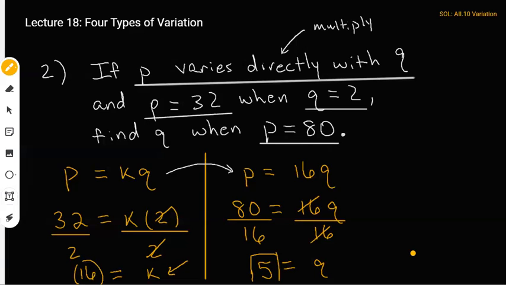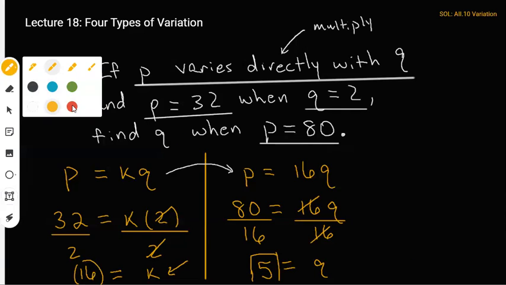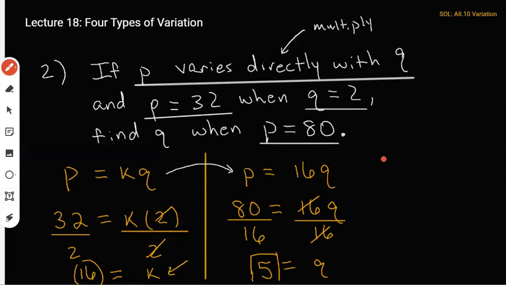So this is called solving for the missing variable. And in this case, the missing variable is going to be Q.